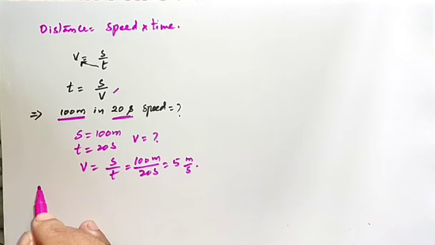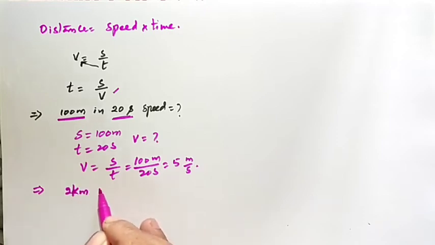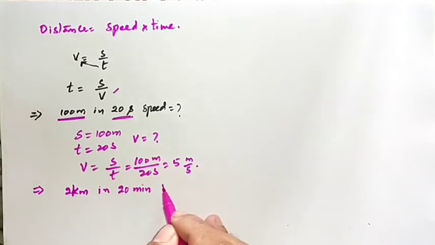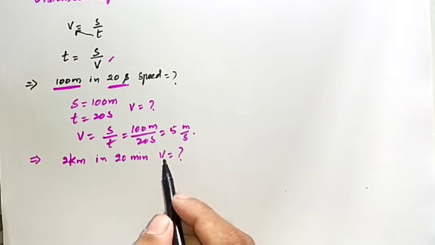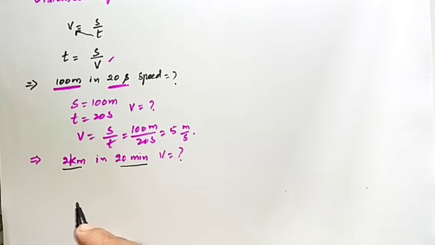So one more, let us see. Before applying the formula, you check whether the given data is in the same system or not. For example, a body travels 2 kilometers in 20 minutes. Then what is the speed of the body? It covers 2 kilometers in 20 minutes, and you need to calculate the speed. But here distance is given in kilometers and time in minutes. Both are in different systems. Now we need to convert all the given data into the MKS system.